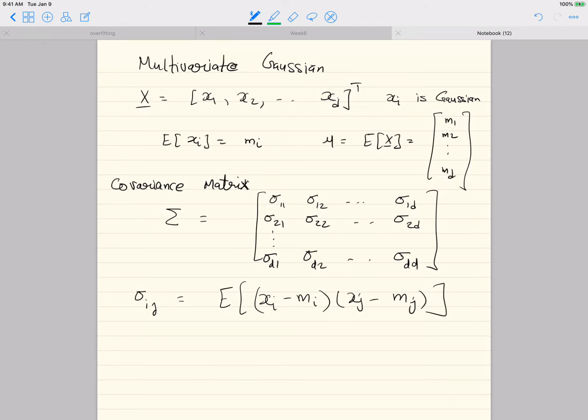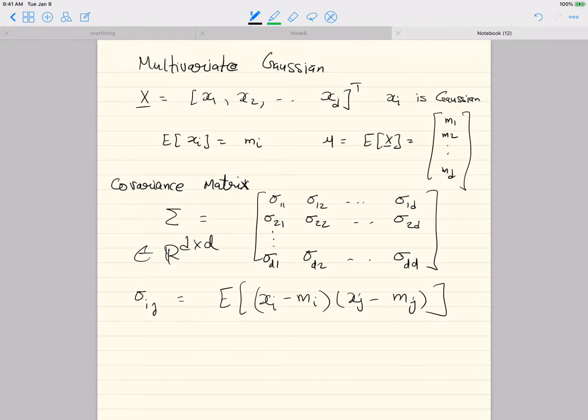The second quantity you define is the covariance matrix, sigma. And sigma is a d by d matrix, right? So sigma is in R, d by d. It's a symmetric matrix actually, because sigma ij will equal sigma ji, because the covariance function is symmetric between i and j. And its entries will look like this. So sigma ij is the expected value of xi minus mi times xj minus mj. So that's how you can compute all these entries.